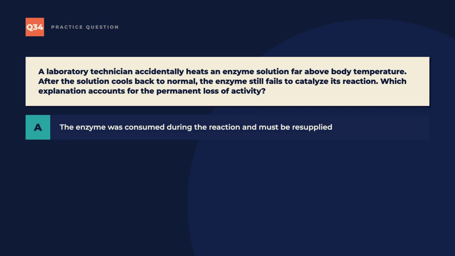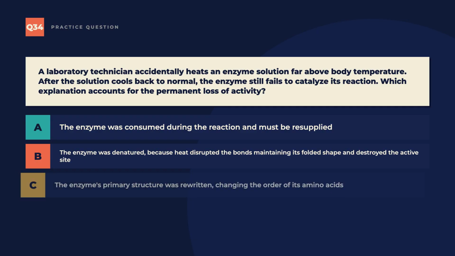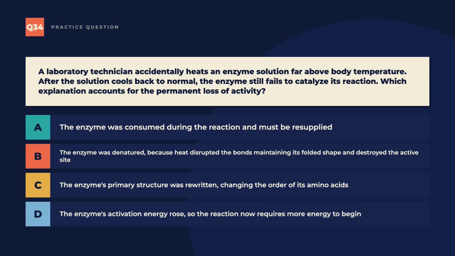A. The enzyme was consumed during the reaction and must be resupplied. B. The enzyme was denatured because heat disrupted the bonds maintaining its folded shape and destroyed the active site. C. The enzyme's primary structure was rewritten, changing the order of its amino acids. D. The enzyme's activation energy rose, so the reaction now requires more energy to begin. Take a second, which answer would you pick?